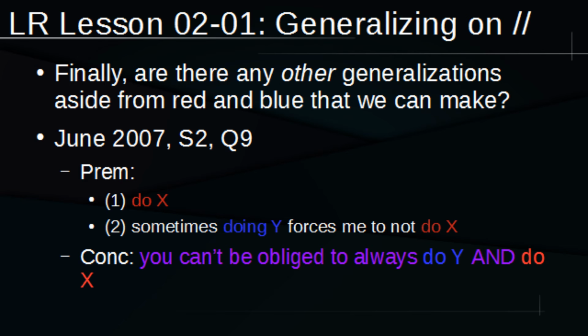And having done that, we end up with something that looks like this. Premise 1, do X. Premise 2, sometimes doing Y forces me not to do X. And the conclusion is, you can't always be obliged to do Y and to do X at the same time. And so again, this result is pretty simple, and really, I took X number of minutes to get you there, but it's another one of those many things on this exam where it's just harder to explain than it is to actually do.